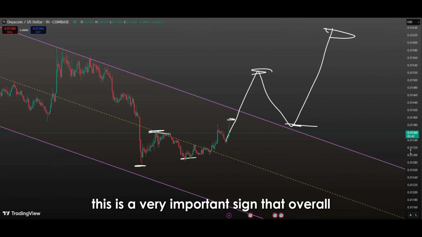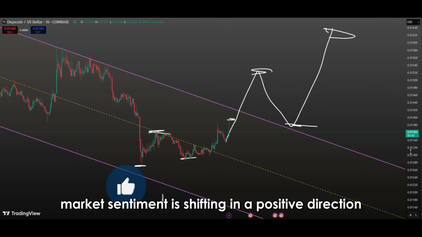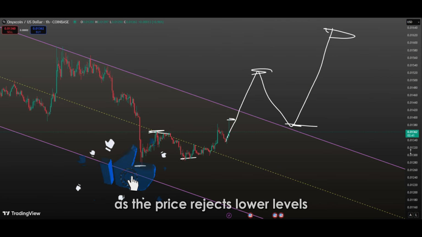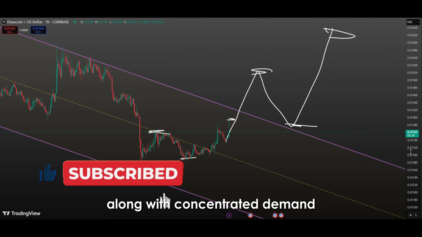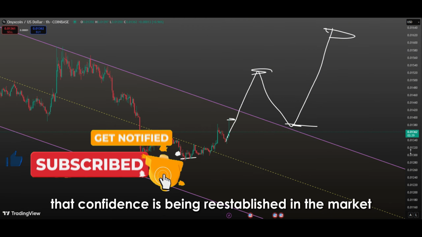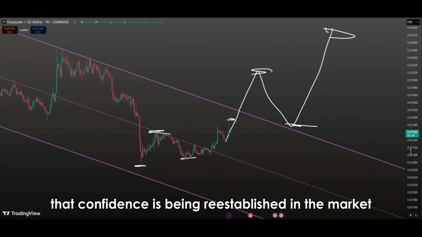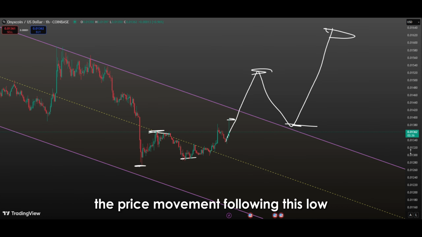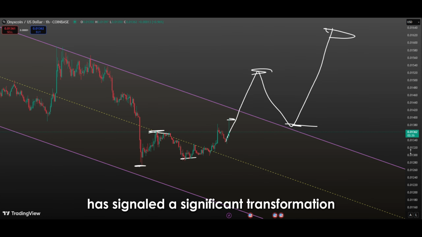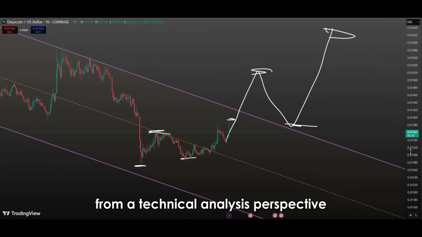This is a very important sign that overall market sentiment is shifting in a positive direction, as the price rejects lower levels and buying orders increase along with concentrated demand. It clearly demonstrates that confidence is being reestablished in the market and that declines are no longer likely to be sustained. The price movement following this low has signaled a significant transformation from a technical analysis perspective.